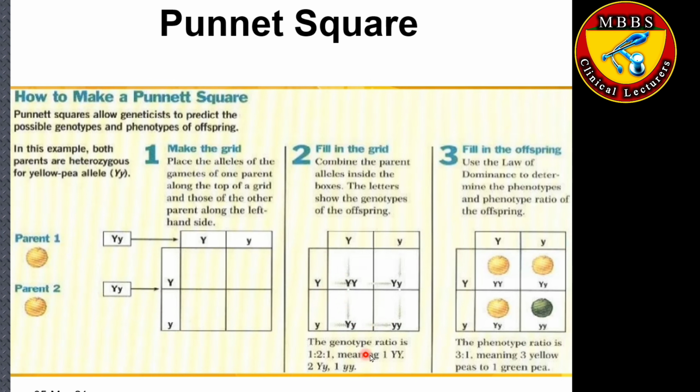So this gives the genotype ratio. What do I mean? It gives a 1:2:1 ratio. It means one is homozygous dominant capital Y capital Y, two are capital Y and small y, which is heterozygous, and one is homozygous recessive, small y small y. So the ratio becomes 1:2:1. This is the genotype ratio.